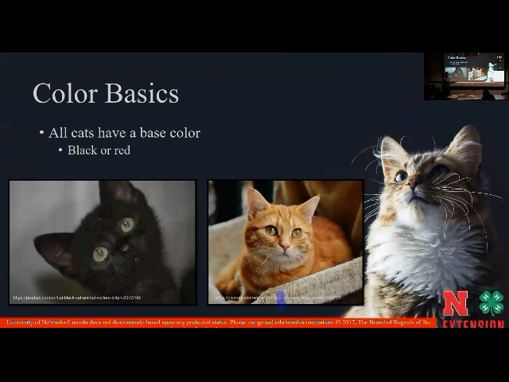So every cat has some base coat color in their genetics that results in their primary color. And so cats are either a black base coat or a red base coat. If you think about your cat, you should know which is their base color. We have one in each at our house. We have one black cat and one red cat.